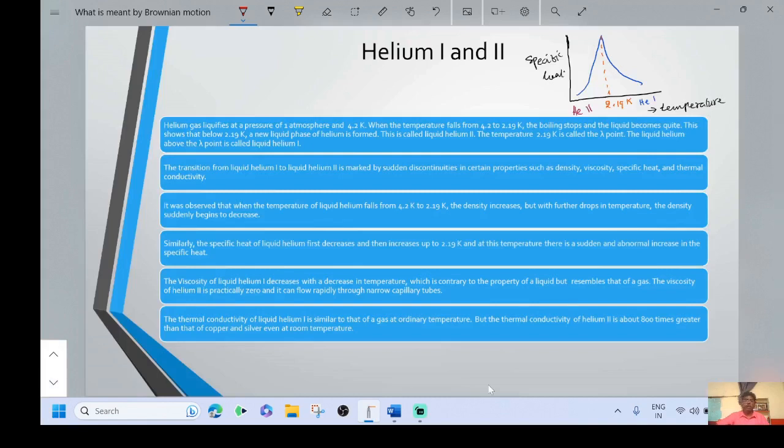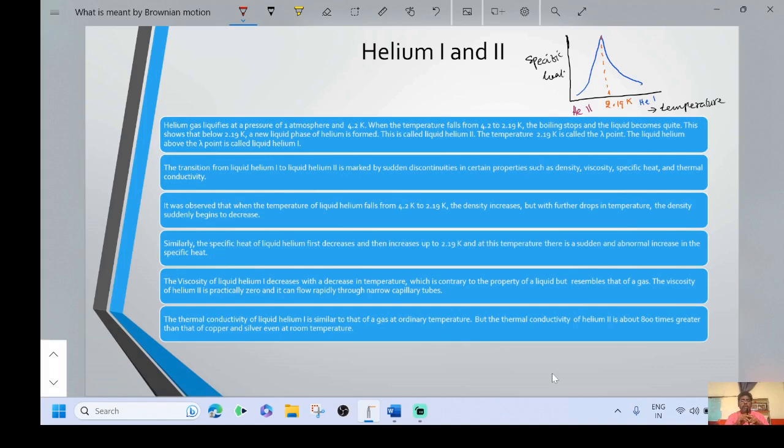Peculiar properties of helium 1 and 2. Helium gas liquefies at a pressure of 1 atmosphere and 4.2 Kelvin. When the temperature falls from 4.2 Kelvin to 2.1 Kelvin, the boiling stops and the liquid becomes quiet. This shows that below 2.19 Kelvin, a new liquid phase of helium is formed. This is called liquid helium 2. The temperature 2.19 K is called the lambda point. The liquid helium above the lambda point is called liquid helium 1.